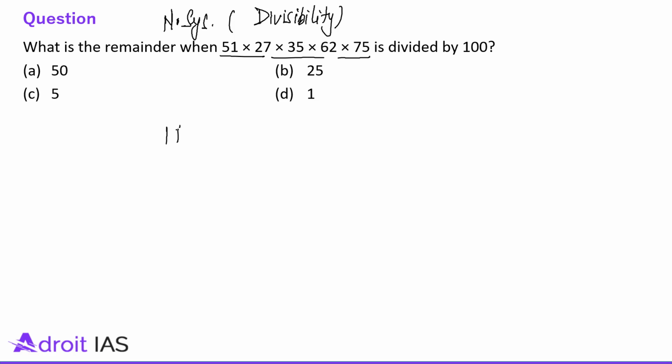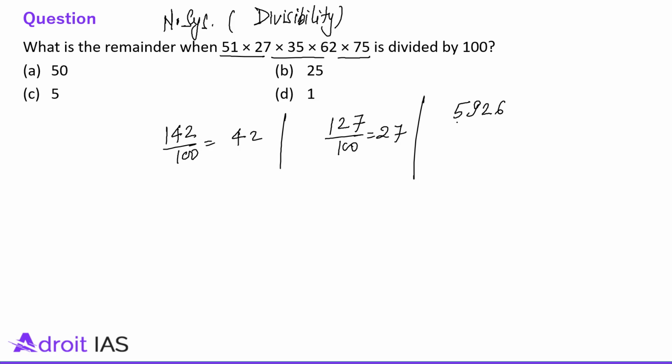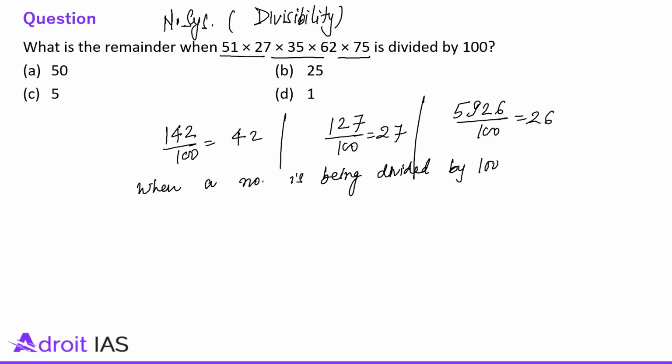See everyone, when some number, let's say 142, is divided by 100, then what is the remainder? 42. Again, 127 is divided by 100, then what is the remainder? 27. Again, let's say 5926 is divided by 100, then what is the remainder? 26. So what I want to say is, when a number is being divided by 100, the last two digits are the remainder.